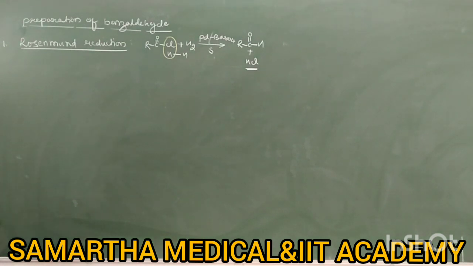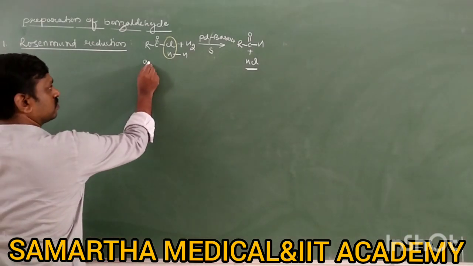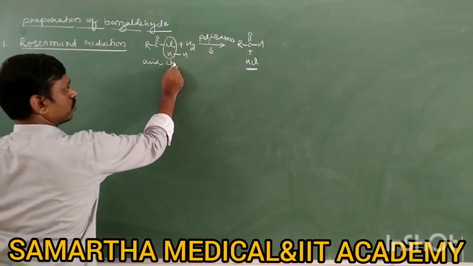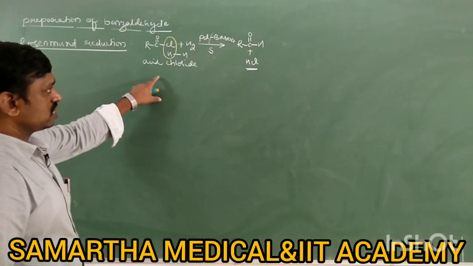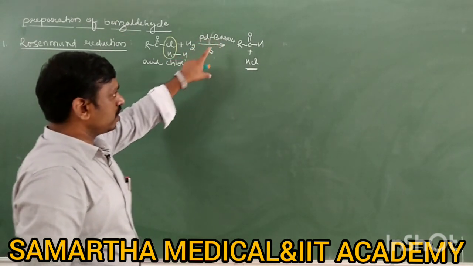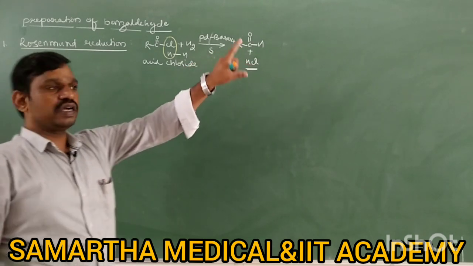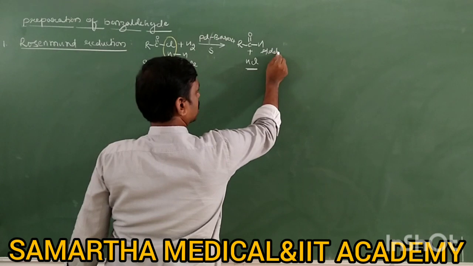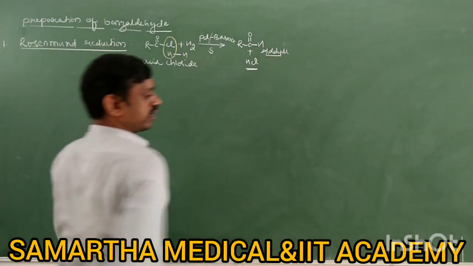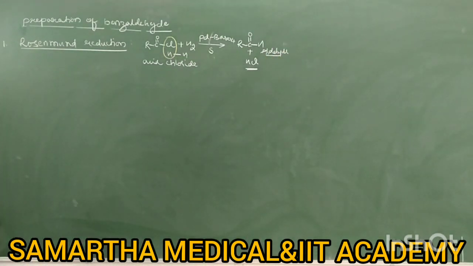Then the statement is important. What is the statement of Rosenmund reduction? An acid chloride treated with hydrogen in the presence of palladium barium sulfate and sulfur forms the corresponding aldehyde. This reaction is called Rosenmund reduction. Now let us take some important examples.